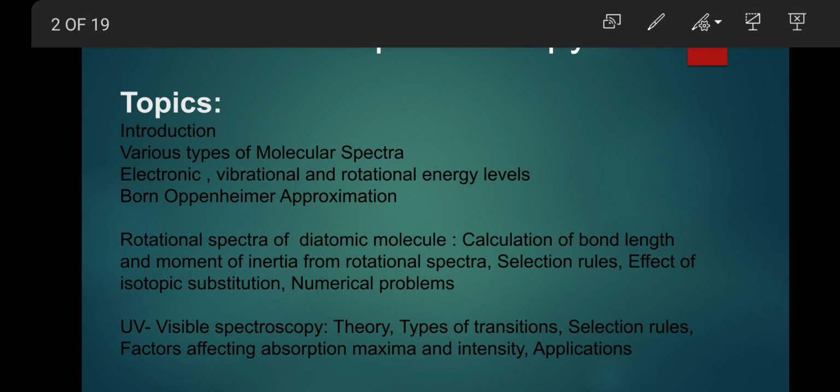Good afternoon, students. We have finished Unit 3. Now you have two more units. Unit 4 is Group Theory. Unit 5 is Spectroscopy 1. I'll go to Unit 5, then we will come back to Unit 4.